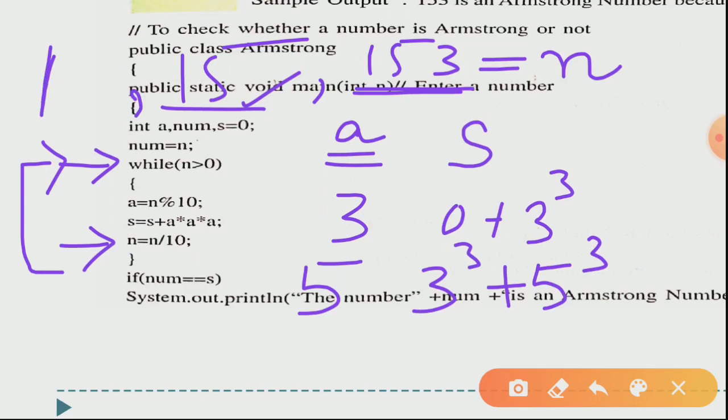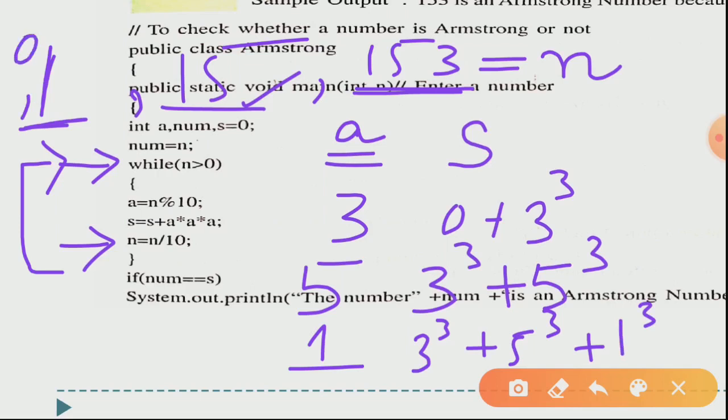Now again 1 greater than equal to 0, the condition is again true, and you are having a equals n mod 10. Now if you divide 1 by 10, then obviously it is going to give you 1 as a remainder. Yes, now again the s will be evaluated, the previous value, that is 3 cube plus 5 cube, and the current value of a, that is 1 cube. Okay, now again this n will be divided by 10. If you divide this 1 by 10, then you will be getting 0. Okay, now for this condition, 0 greater than 0, the condition is false and it will be coming out of the loop. Okay, now this condition will be evaluated.